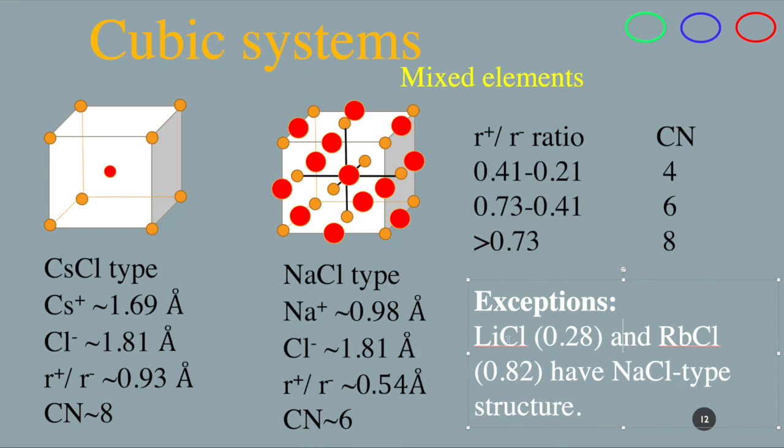Some of them are polarization effects of the anions and the nature of the bonding, so we have to take into consideration many other factors. But still, this rule is able to predict some of the ionic crystals like cesium chloride, sodium chloride, potassium chloride, and other things.